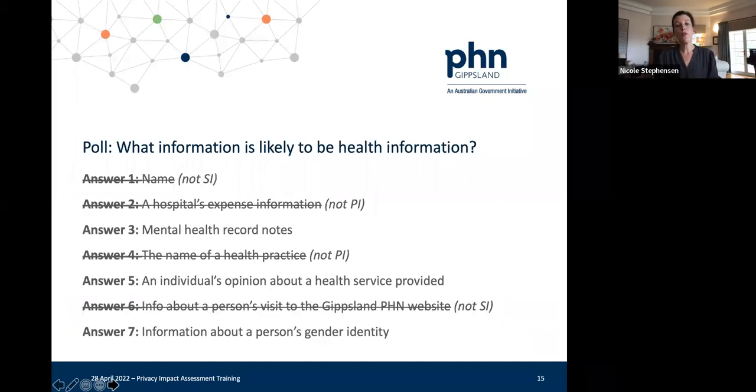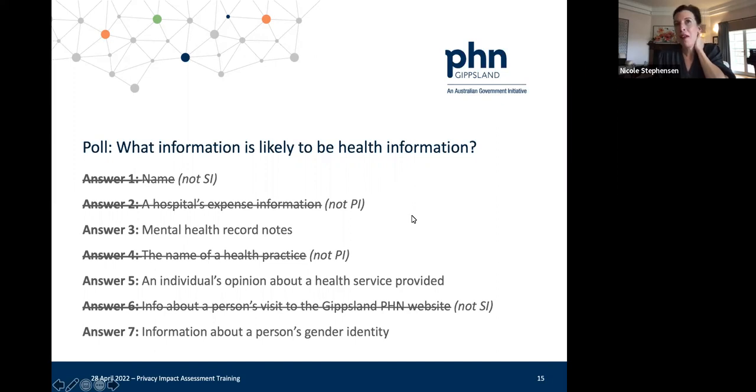Now, flowing on from this, if we've excluded what isn't sensitive and what isn't personal information, what's likely to be health information? Remembering that health information is a subset of personal information. So we have mental health notes and an individual's opinion about a health service provided, and information about a person's gender identity. I'll just do my answers, and then we'll wait for Della to tabulate the results.